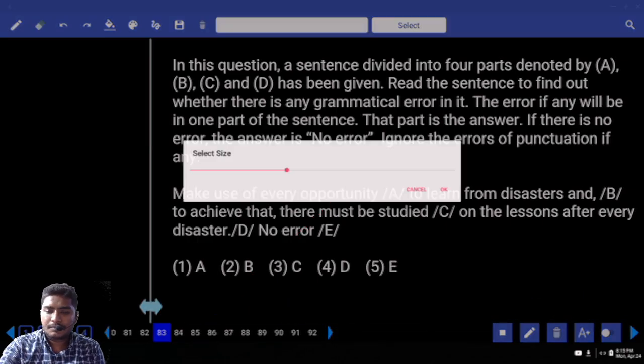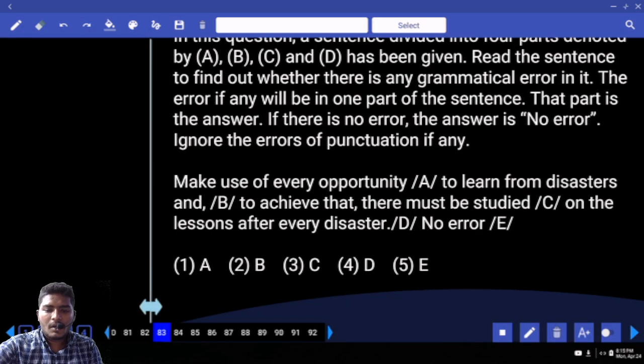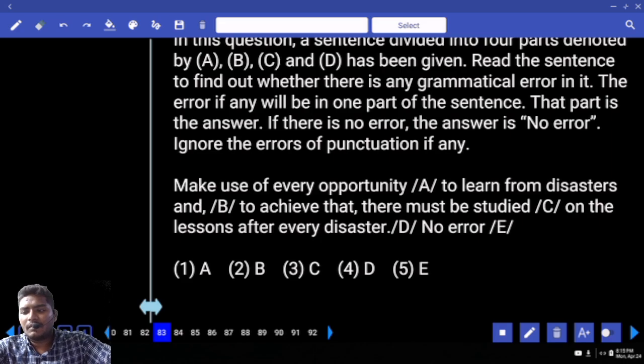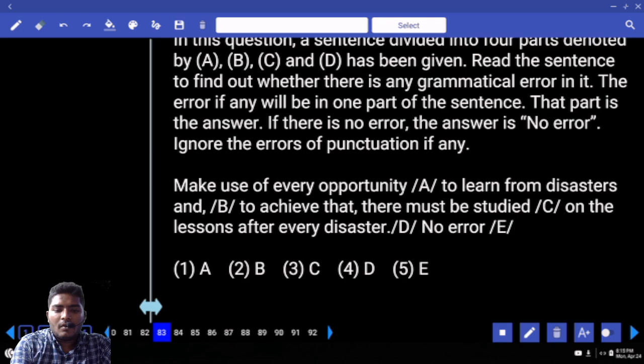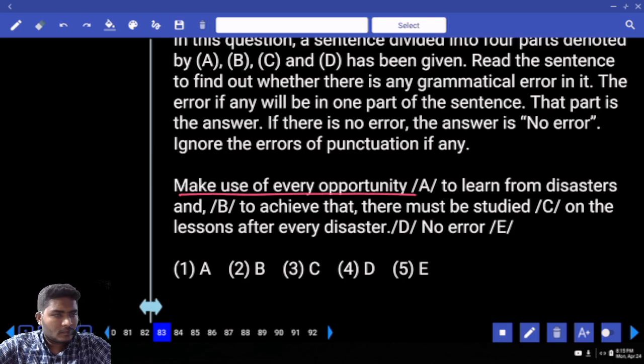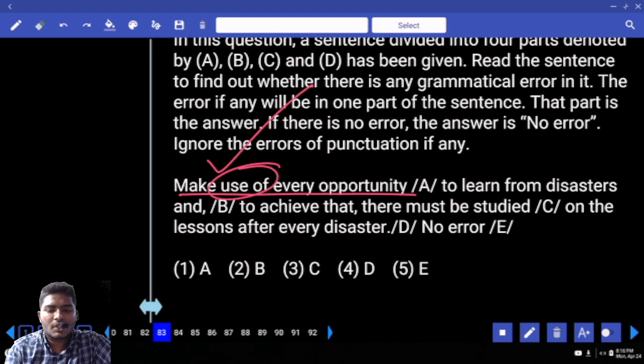Find out the errors. Make use of every opportunity to learn from the disasters, and to achieve that there must be studied on the lessons after every disaster. First part, can you find any error? Why not? You have to make use of is a fixed preposition. You have to make use of every opportunity. Every opportunity or every opportunities? Why not opportunities?